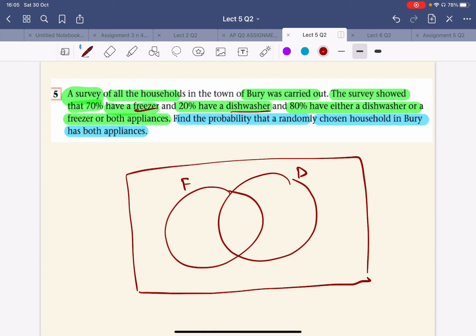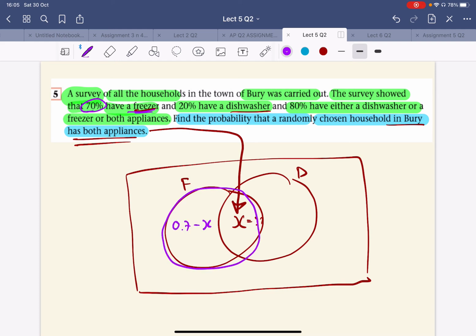Okay. Now, at this point, again, I don't know what it is, but the question is asking me to find both appliances, meaning they want me to find this. Okay, so I need to figure this out. How? Okay, let's see here. It is saying that the survey showed that 70% have a freezer. So this whole thing should add up and give me 70%. So it means this is 0.7 minus x. Okay. How about the dishwasher? You have 20%. This added up should give me 20%. So 0.2 minus x. Okay.